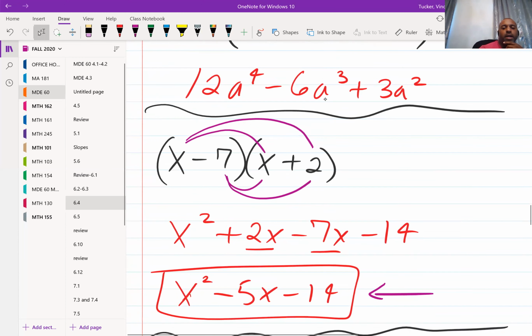All right. Now you combine your like terms in the middle. So 2x minus 7x is negative 5x. And that will be your most simplified expression. Any problems?